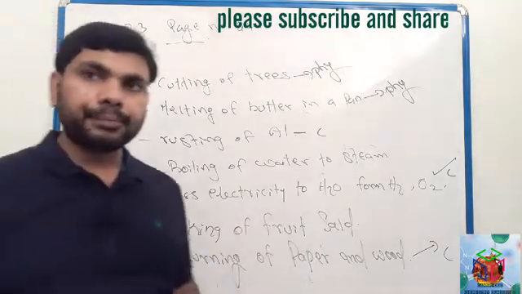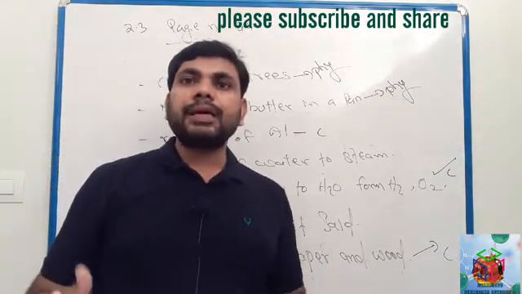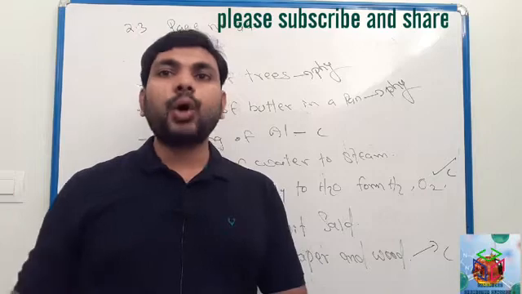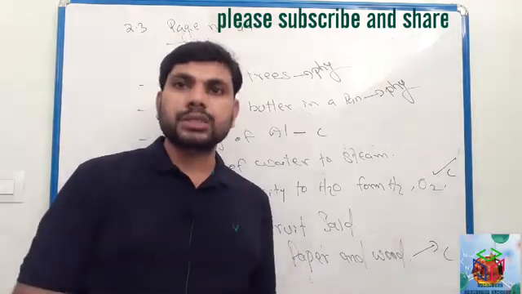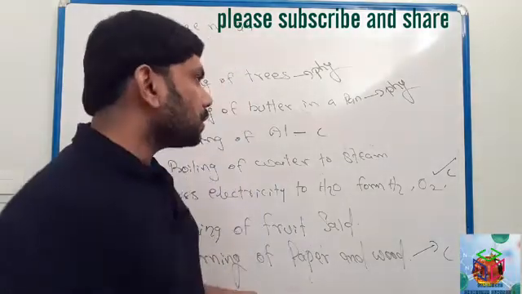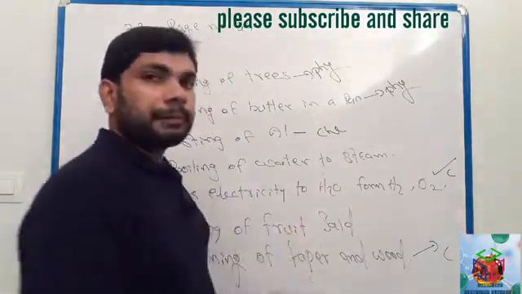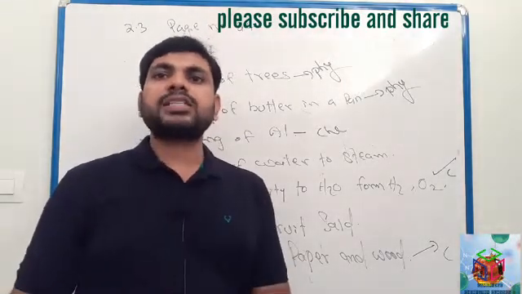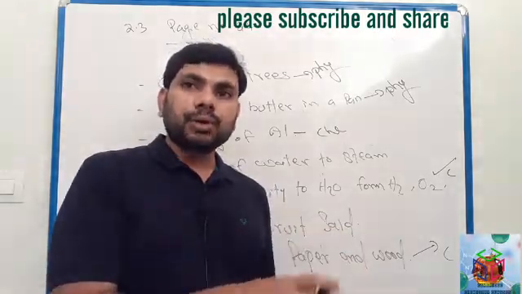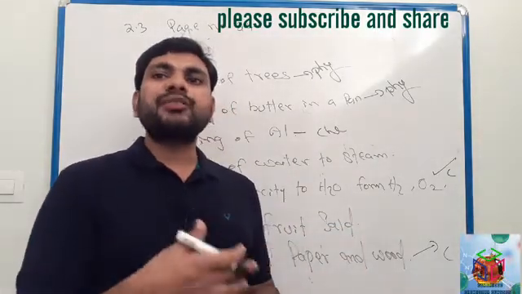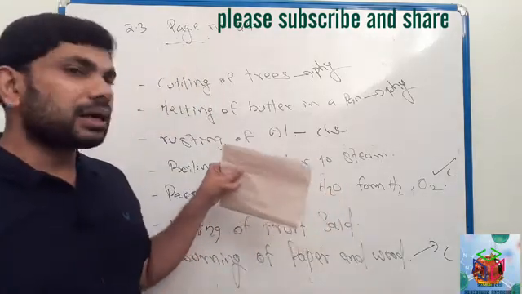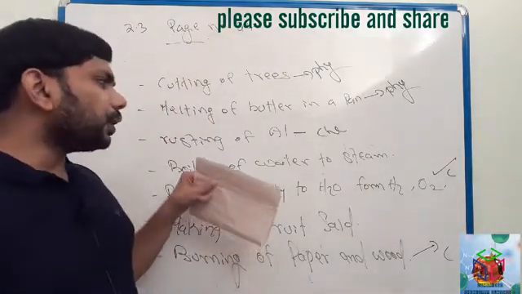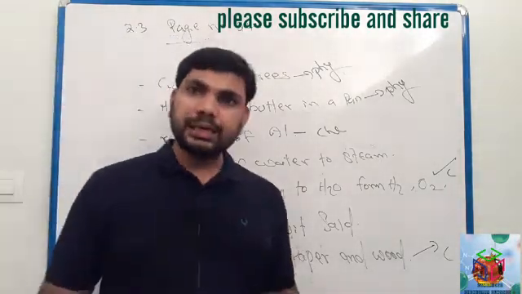Rusting of aluminium. Aluminium in the presence of air and water reacts and changes to aluminium oxide. So this is a chemical change. Okay, iron after rusting changes to iron oxide, or aluminium after rusting changes to aluminium oxide or aluminium hydroxide. This type of change is a chemical change. There is a chemical reaction. Clear?